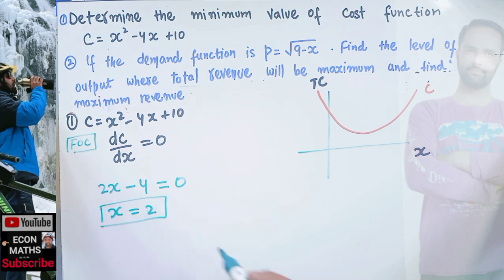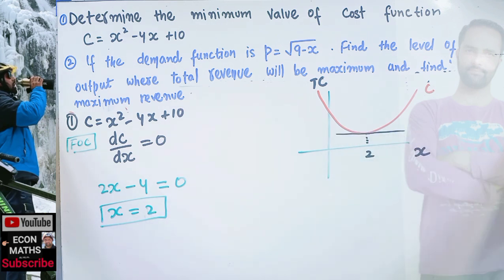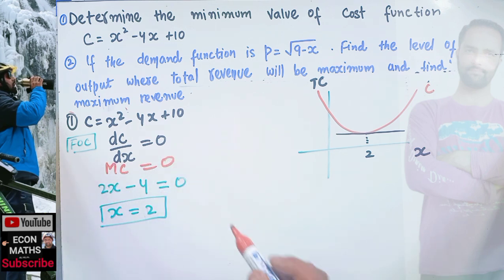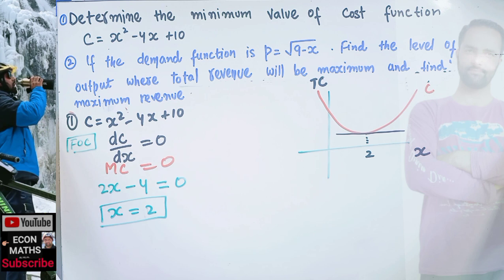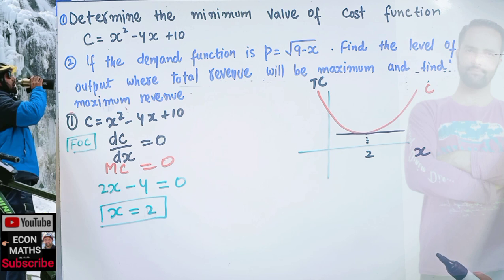Okay, this is the first order condition. When the output level is equal to 2, the slope of the cost function is equal to 0. When we say the first derivative of the cost function is equal to 0, what exactly do we mean? We mean the marginal cost should be equal to 0. The first derivative of the cost function gives us marginal cost. So we found the output where cost is minimum, but this is only the first order condition.